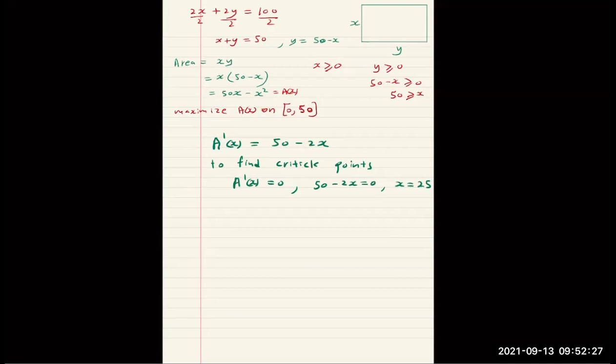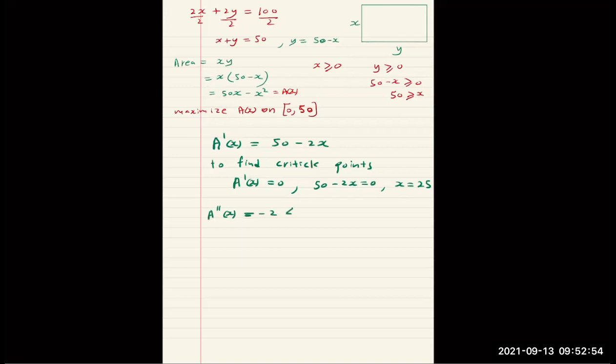Okay, so you have a critical point at x is equal to 25. Now let's determine whether we are going to have a local maximum or local minimum at x is equal to 25. For that I'm going to find the second derivative of my area function. The second derivative would be A double prime of x is equal to minus 2.